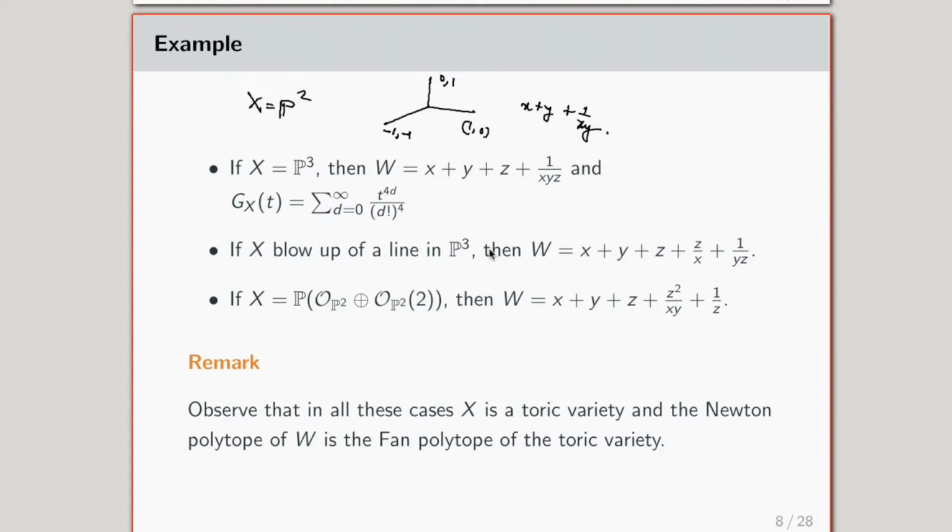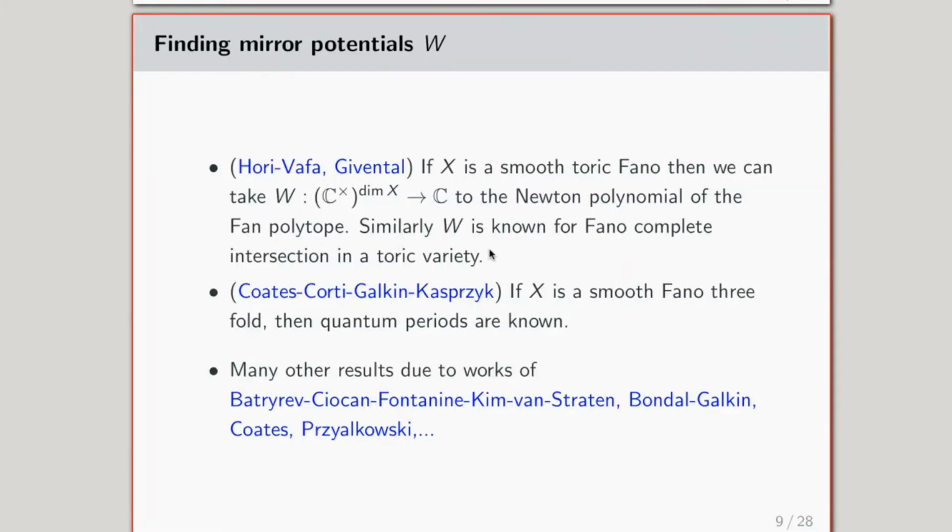Okay, so that's the motivation I'm going towards. What I said earlier, that those examples are actually a theorem due to, I think it's probably first due to Givental, saying that if X is a smooth Fano toric variety, then we can take W to be the Newton polynomial of the fan polytope of the toric variety. And similarly, W's are also known if you have a Fano complete intersection in a toric variety.